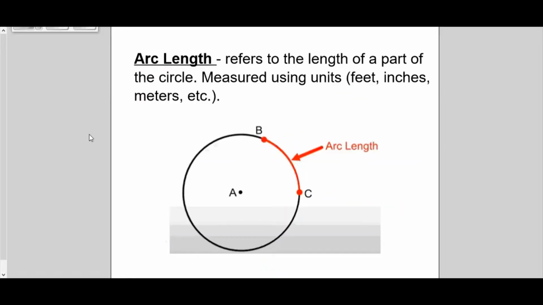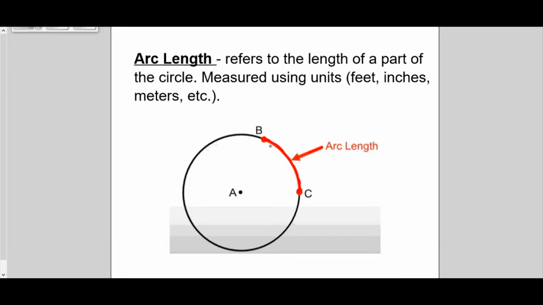So the next topic is arc length. Arc length refers to the length of a part of a circle. So you can think of it as being part of the circumference. For example, this red line right here is only part of your circle. It's only part of the circumference. It's not the whole circle. We measure arc length using units, for example feet, inches, meters, etc. So we're no longer looking at angle measure, we're looking more at length.